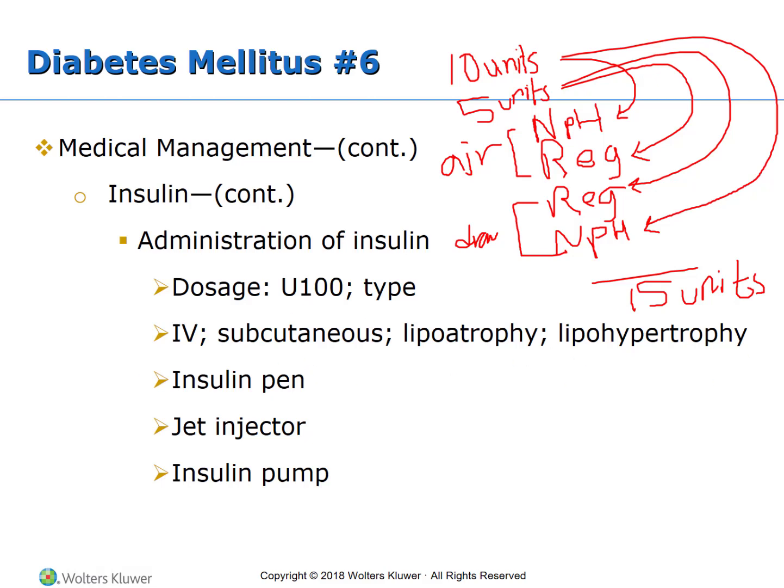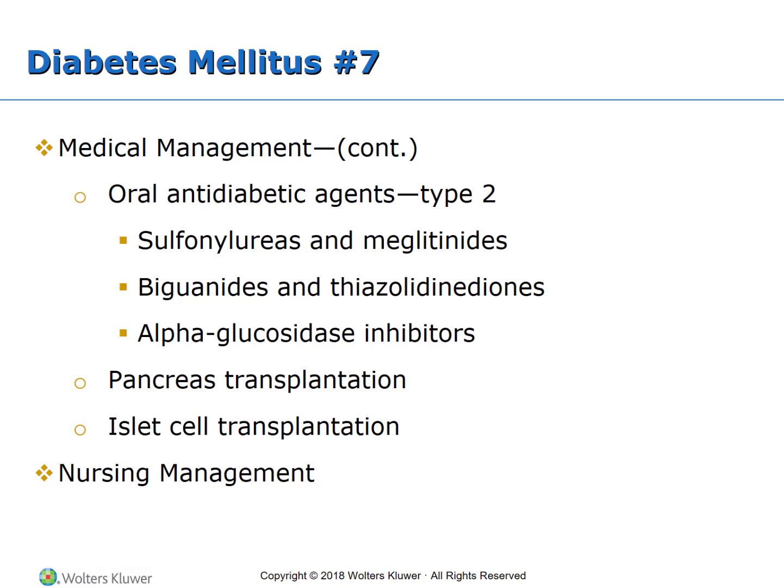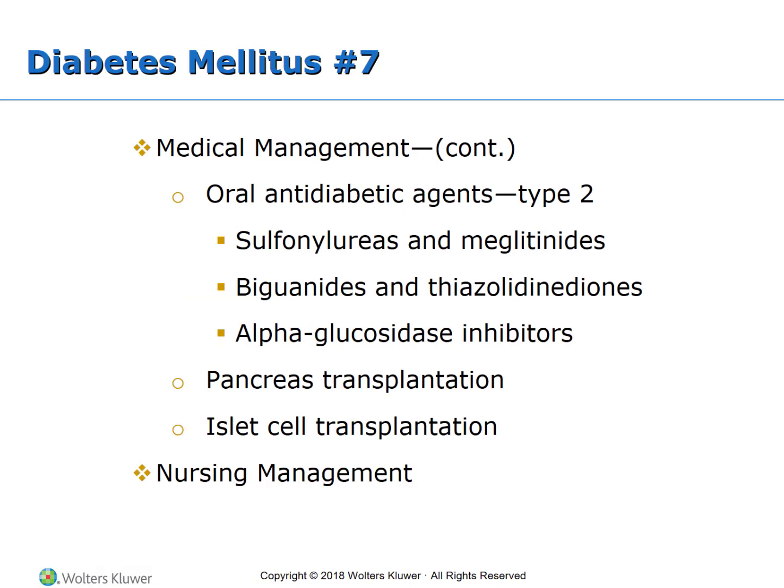Okay, and let's go to the next slide. This slide talks about the oral antidiabetic agents for type 2 diabetes. I'm not going to go through most of the oral drugs here in this lecture. I will go through them in another lecture. I will be using the ATI Pharm book to help you guys with the lecture on oral medications. So we'll go through that later.